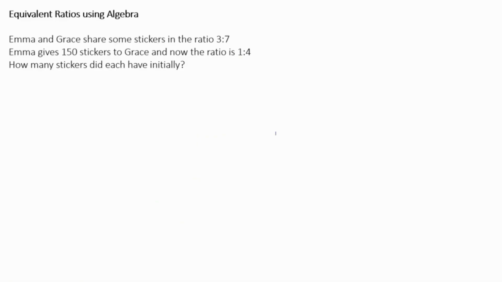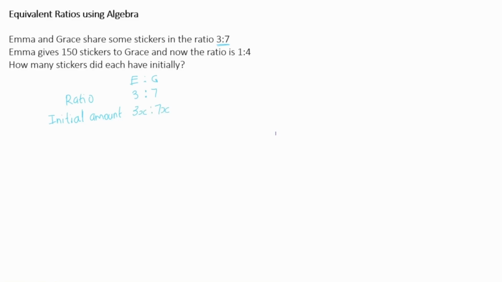In this question, we are told Emma and Grace share some stickers in the ratio 3 to 7. Emma gives 150 stickers to Grace, and now the ratio is 1 to 4. How many stickers did each initially have? So first we've been given the ratio of stickers which Emma had to those that Grace had, which is 3 to 7. Which means that the initial amount that they both had was 3x and 7x, x being the factor that was cancelled out in both of those.